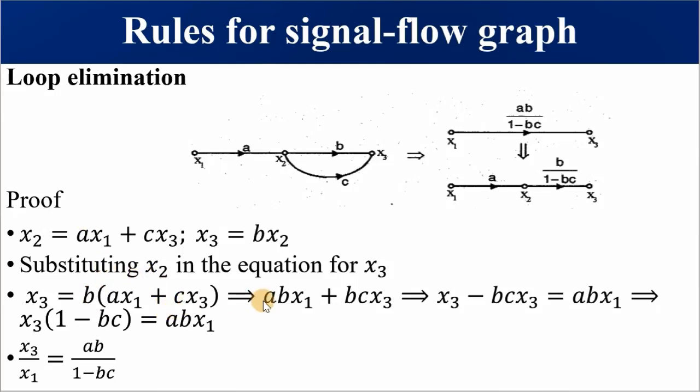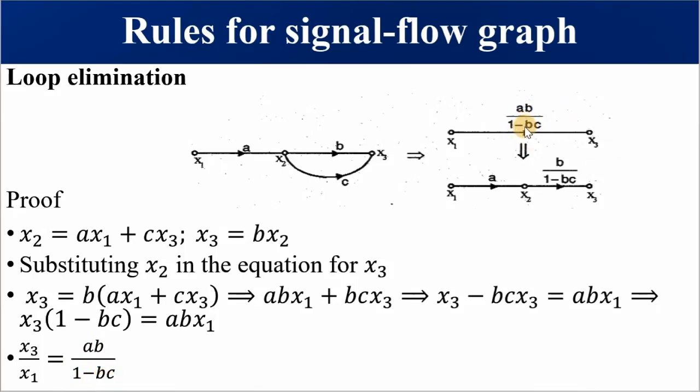So we have substituted, and this is the same as we have expanded, and this is the same as x3. We're going to make x3 the subject of the formula, or we are going to arrange like terms together, x3 and x3. So x3 minus bcx3 is equal to abx1, and if we factor out x3, we are going to remain with 1 minus bc in brackets. This is equal to abx1. So we are now going to find the ratio of output to input. So this is ab divided by 1 minus bc. Hence we have got this expression there.